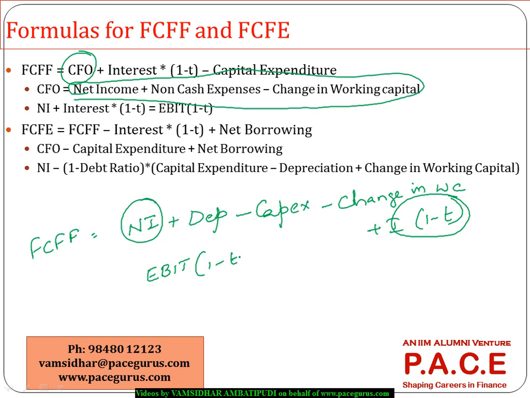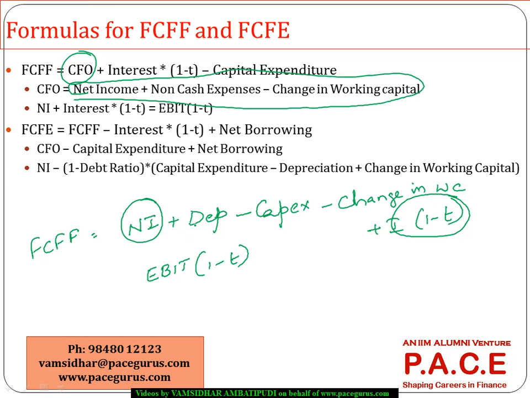You just need to have that comfort level in terms of clubbing the values. So this is coming out as EBIT into 1 minus T plus depreciation minus capital expenditure, everything else remaining the same. So that is one more way I can use this concept of FCFF. Given an EBIT, I can still find out what my FCFF is.